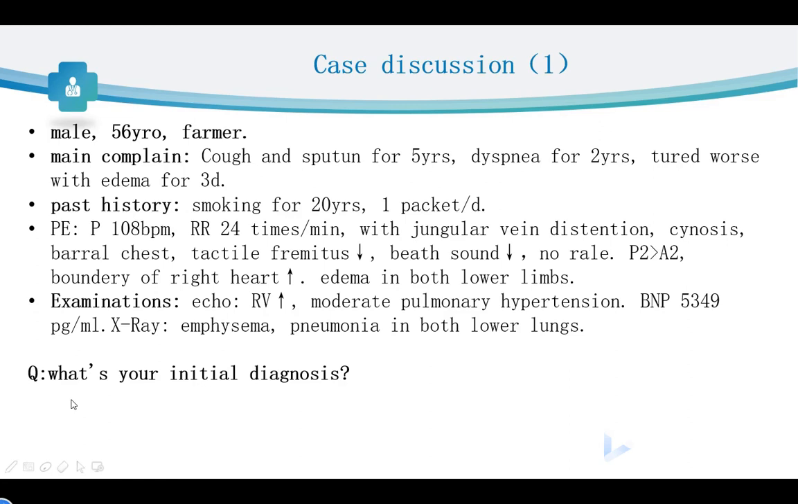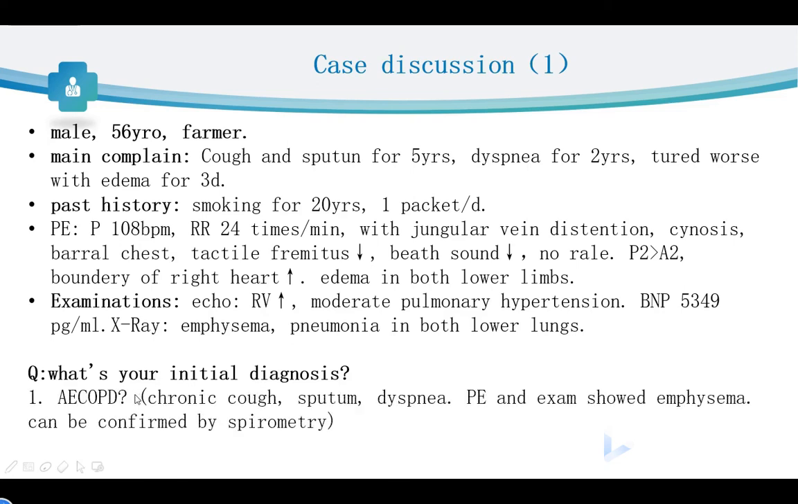Okay, what's the initial diagnosis? First one is maybe AE-COPD. Why? This patient has a chronic cough, sputum, and dyspnea. This patient also has a history of smoking for 20 years, right?